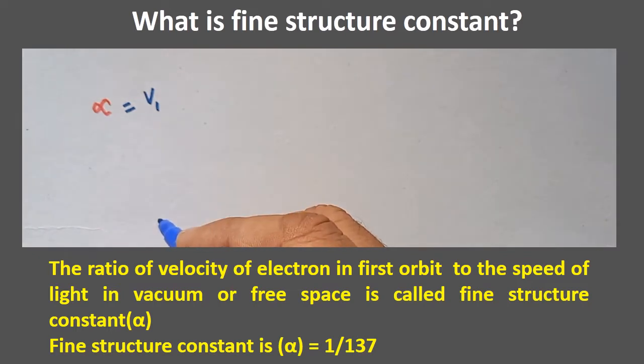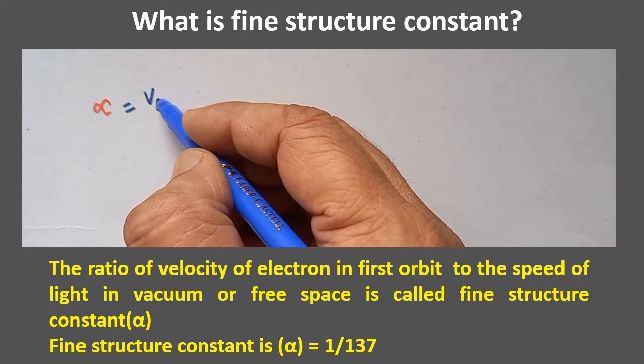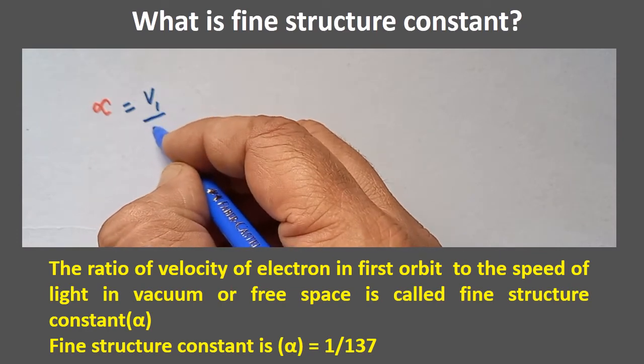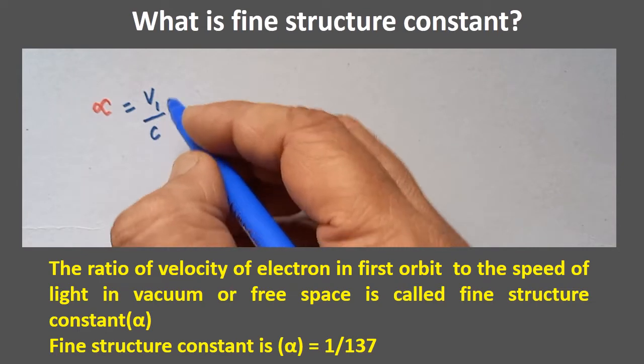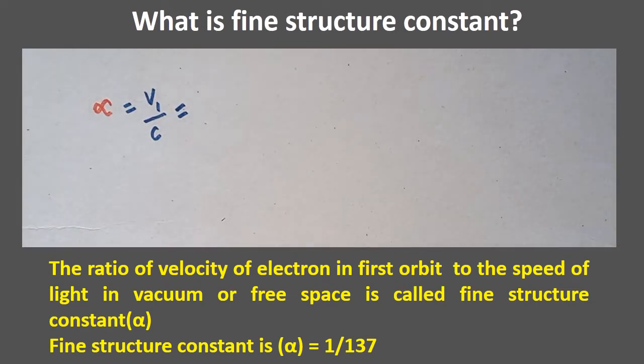V1. What is V1? V1 means the velocity of the electron in the first orbit in any element, in any atom. Are you clear? Velocity of the electron in the first orbit divided by the speed of light. Are you clear? This is the formula. Alpha is equal to V1 divided by C. This is one of the formulae to calculate the fine structure constant.